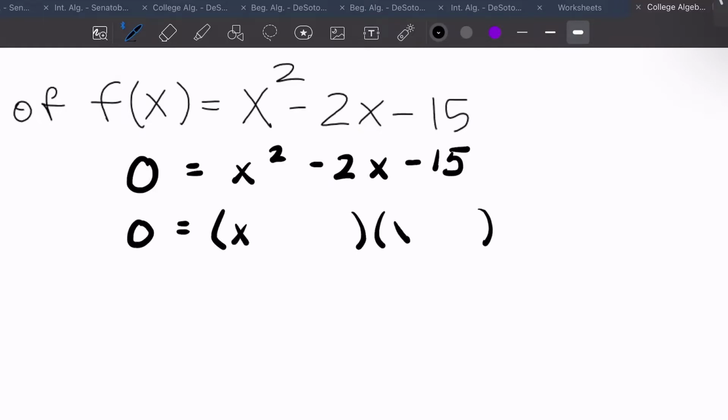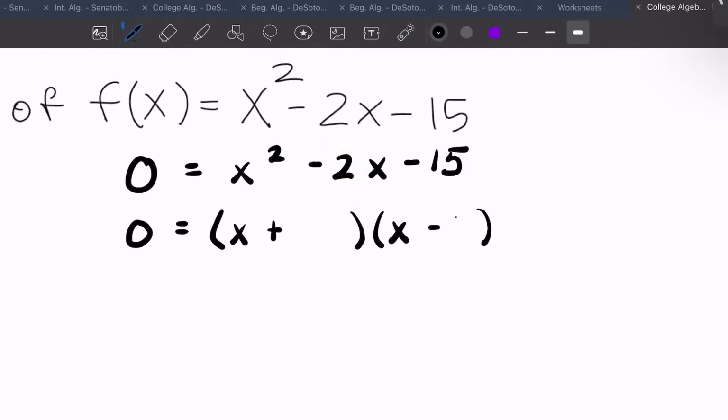You have x and you have x. So you're looking for the factors of 15 that add to give you 2. Your signs are different. And the factors that are going to give you 2 are 5 and 3. And you want your 2 to be negative, so your bigger number is going to get the negative.